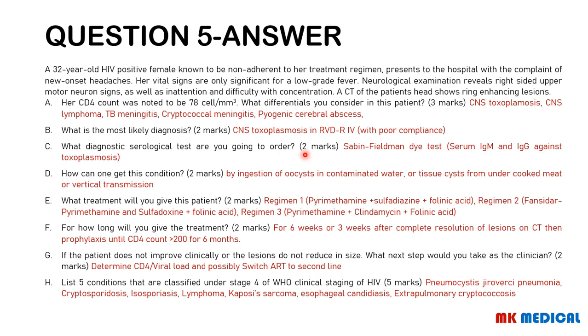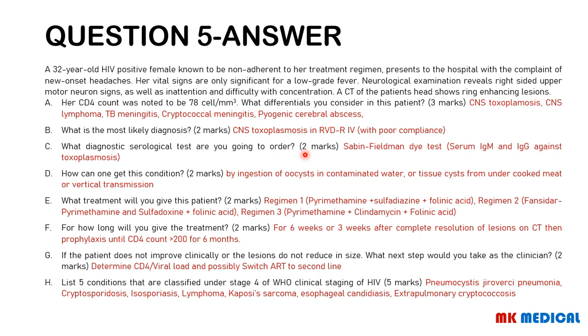Then, what treatment will you give? There are 3 regimens that we can give this patient. The first regimen is combining pyrimethamine, which you give a loading dose and then a usual maintenance dose, so pyrimethamine plus sulfadiazine plus folinic acid. The second regimen is giving Fansidar, which is a combination of pyrimethamine and sulfadoxine, plus your folinic acid. And the third regimen is giving pyrimethamine, clindamycin, and folinic acid, because there are some patients that are allergic to sulfur-containing drugs, so you would substitute them with clindamycin instead.